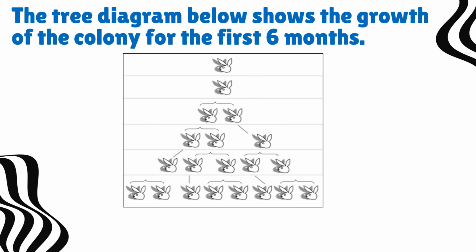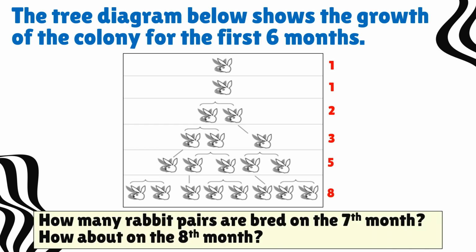Again, the rabbits are able to mate at the end of their second month. A pair of rabbits can produce another pair of rabbits and so on. The number of pairs of rabbits in the field at the start of each month is 1, 1, 2, 3, 5, and 8. How many rabbit pairs are bred on the 7th month? How about on the 8th month?